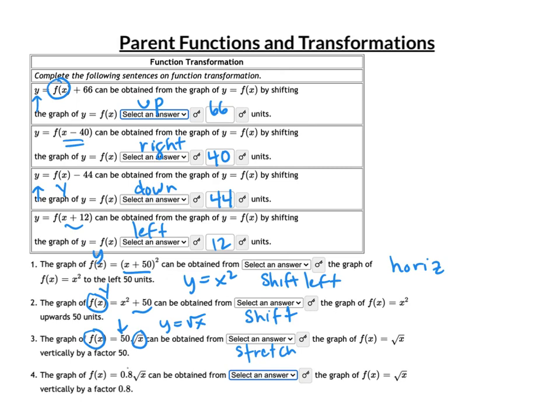Down below, I'm multiplying by 0.8. 0.8 is less than 1. This is again vertical because it's y that's being affected. Vertical is not the inverse. If I multiply by 0.8, it decreases something. So this will be a compression. It's going to shrink the graph by a factor of 0.8.